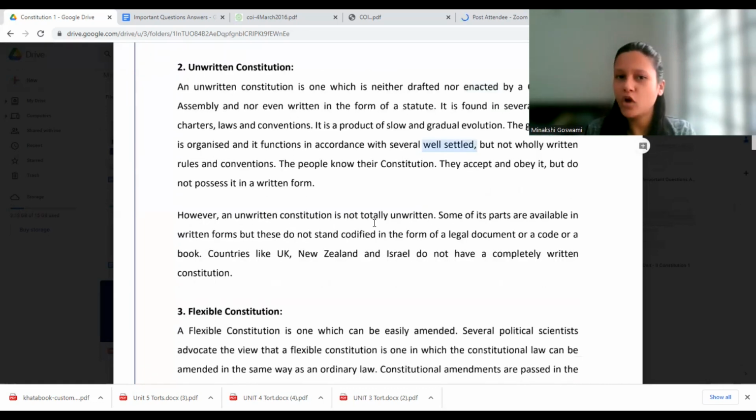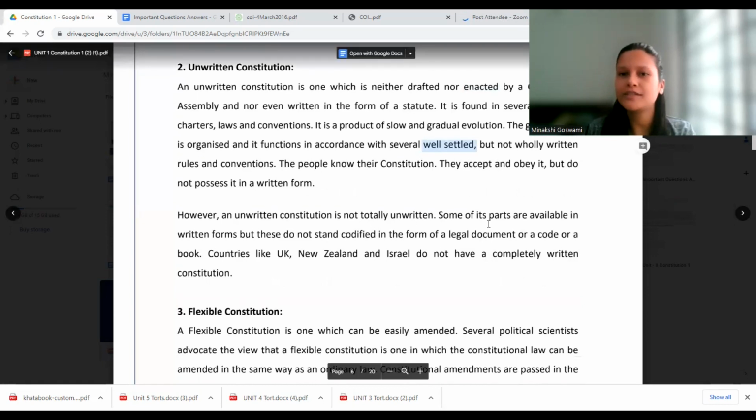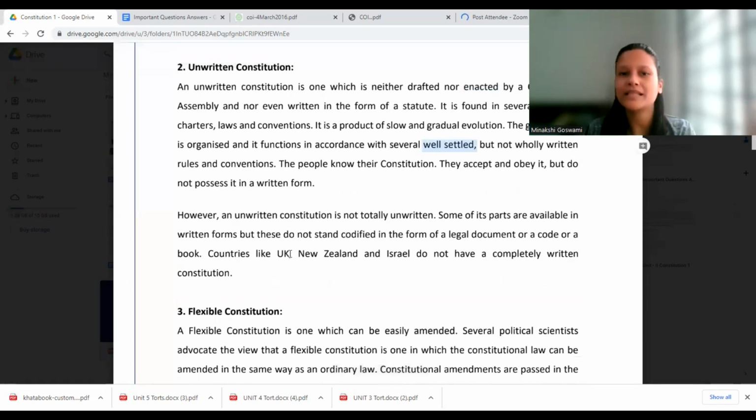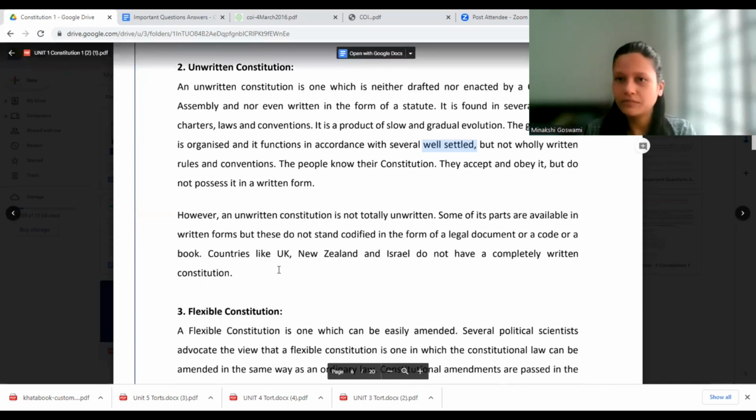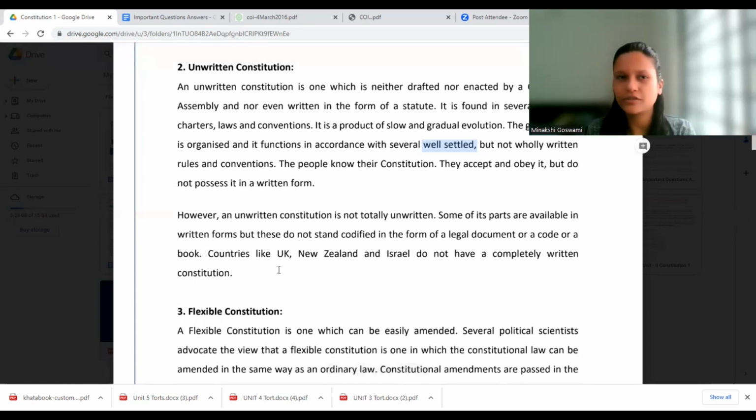However, an unwritten constitution is not totally unwritten as such. Some parts might be available in written form in some statutes, in some codes, in some legal documents, and some might be just being followed. Like that, it may happen. For example, countries like UK, New Zealand, Ireland, etc., they do not have as such a written constitution, but there are certain rules and principles that are still being followed, and those come from multiple sources.